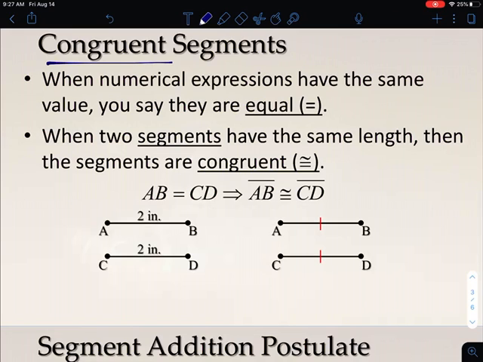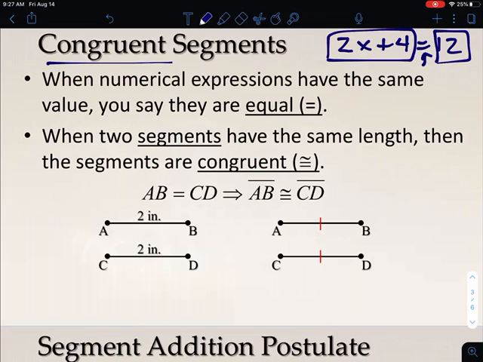When numbers, so numerical expressions, have the same value, you say that they're equal. For instance, you have equations like 2x plus 4 equals 12. So we're saying this numerical value on the left is equal to this numerical value on the right. So numbers can be equal to each other.